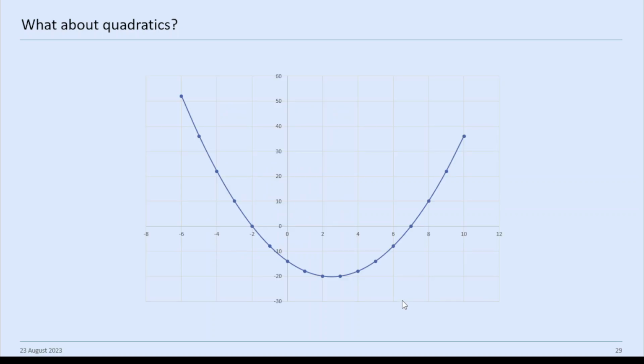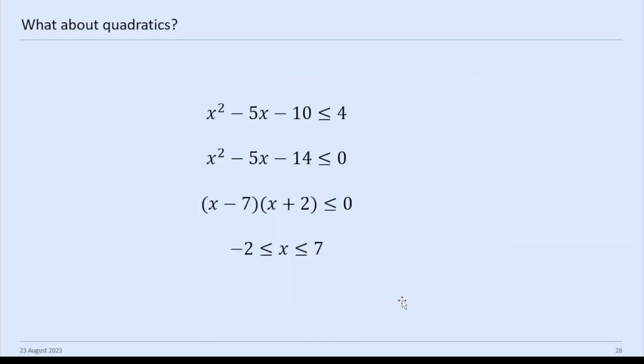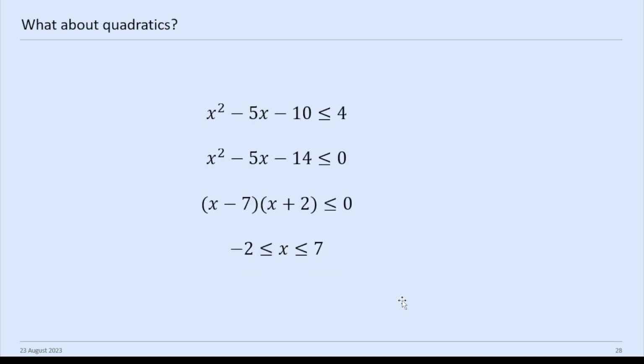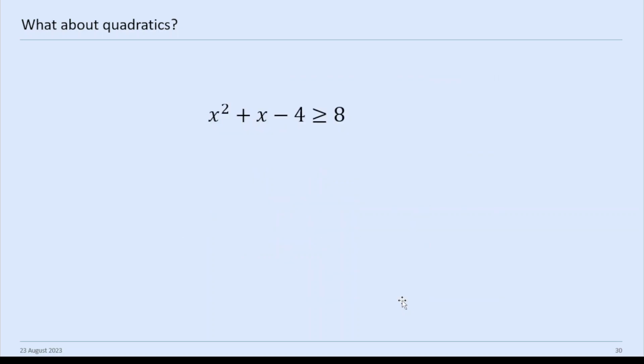But we need to draw a chart, look, because we're looking for the quadratic function to be less than or equal to 0, so it's got to go below the axis. And the two places it touches the x-axis are minus 2 and 7, so it's clear that x needs to be greater than minus 2 and less than 7 to make that work. You can see from the picture.